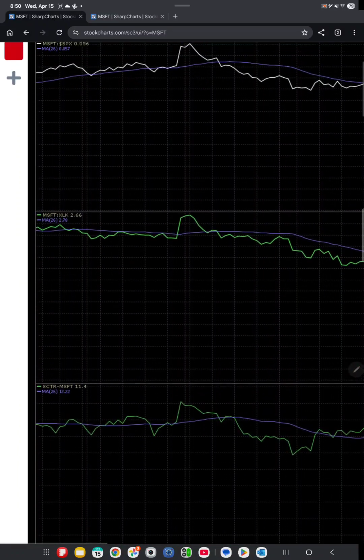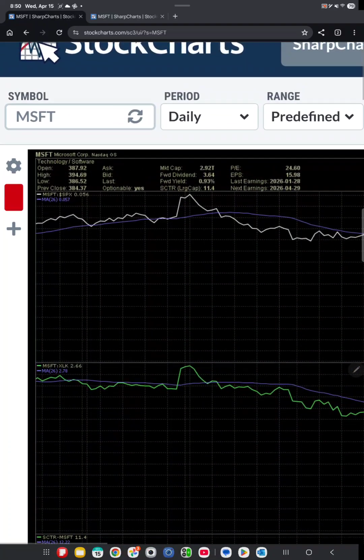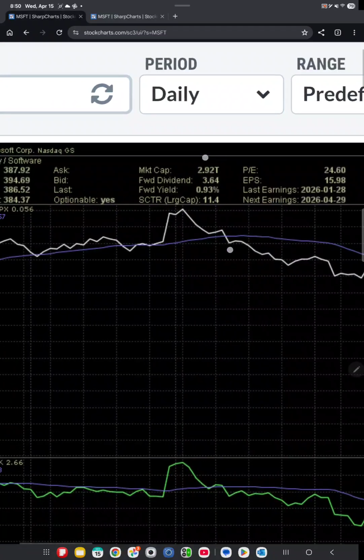Okay, let's go up here to show you the Microsoft symbol there. PE is 24.6 as of yesterday. Their earning is on the 29th of April, or Wednesday after the bell. The only concern factor, which I don't think is significant, but it's also a good sign it has bottomed out, is the sector.